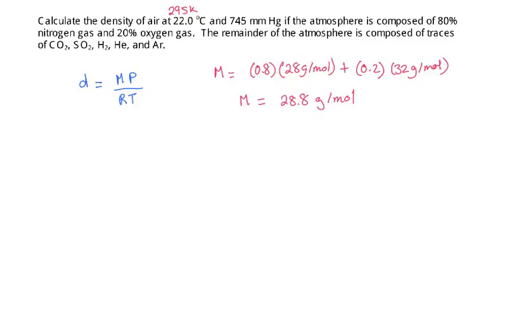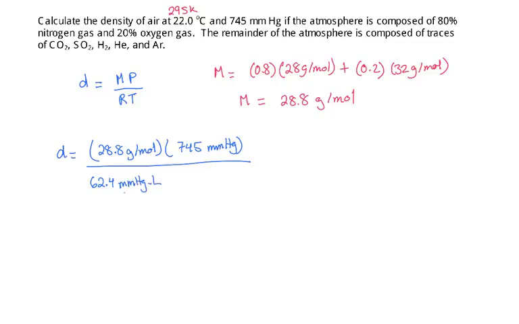So D is equal to 28.8 grams per mole. P is 745 millimeters of mercury. R, since I'm using pressure in millimeters of mercury, I'm going to use 62.4 millimeters of mercury times liters over mole Kelvin. And T is given to me as 295 Kelvin, and you solve for the density. Let's look at the units that we're going to get. So moles cancel with moles. Millimeters of mercury cancel with millimeters of mercury. Kelvin here cancels with Kelvin, so it looks like I'm going to get grams over liters. And my answer is going to be 1.17 grams per liter.